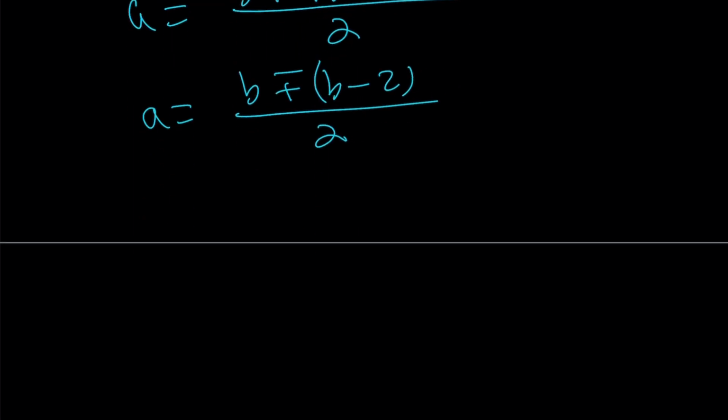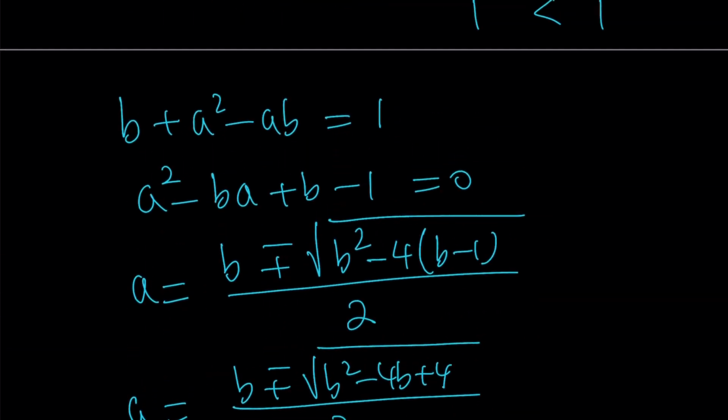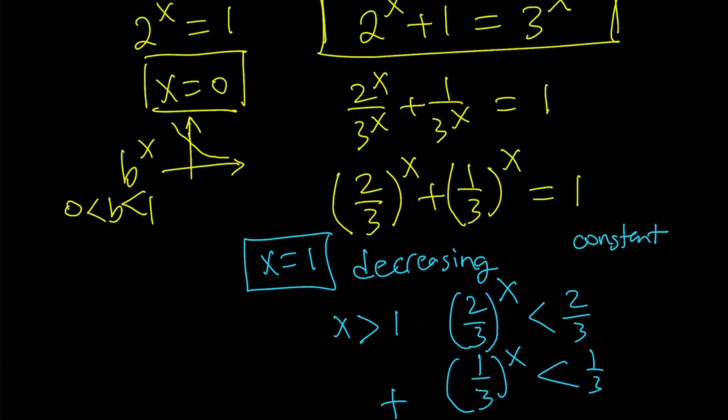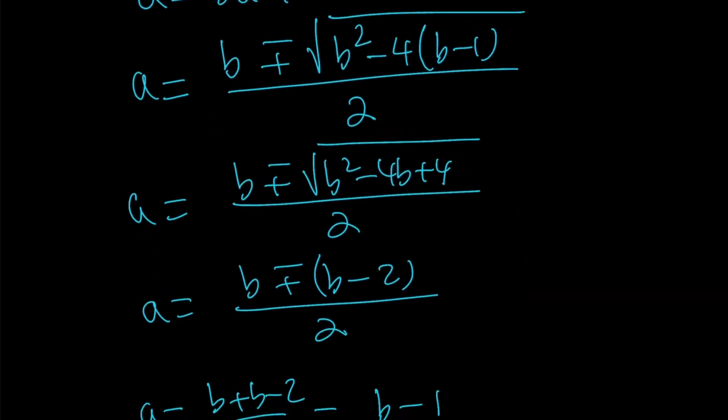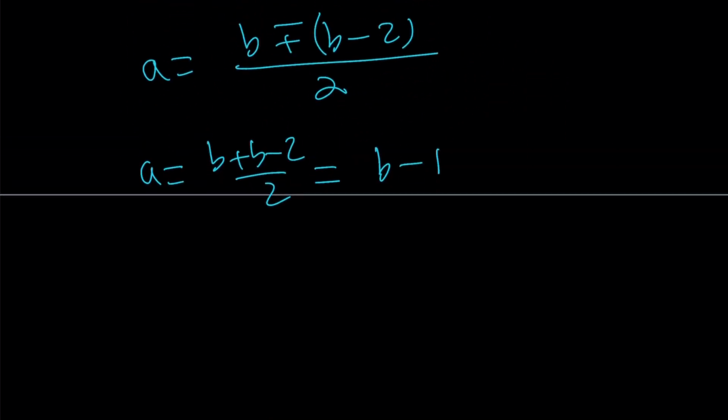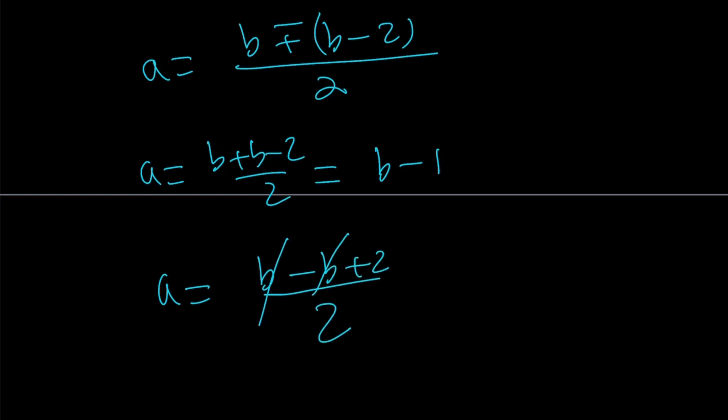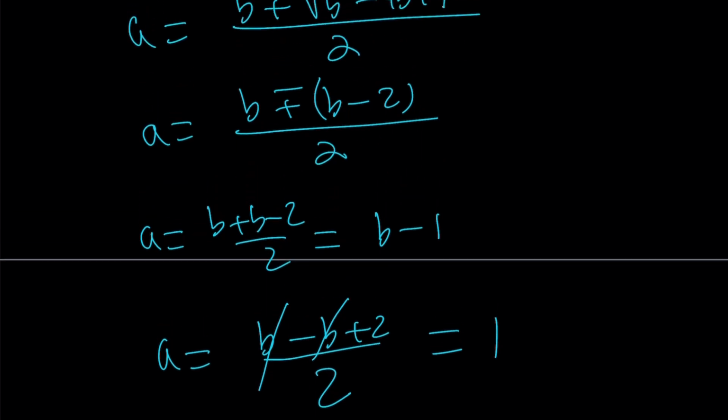And from here, you're going to get something interesting. If you use the plus sign, you get a equals b plus b minus 2 over 2, which is 2b, or not 2b, sorry, I had to make that joke. You're going to get b minus 1. So what is that supposed to mean? It gives you a equals b minus 1. And you can kind of plug it in, and you're going to get one of our equations here. Easy, right? Simple. And by using the minus sign, you're going to get a equals b minus b plus 2 divided by 2. And something interesting, you're going to get a equals 1, which is the other solution. So you can also turn it into a quadratic and solve it.